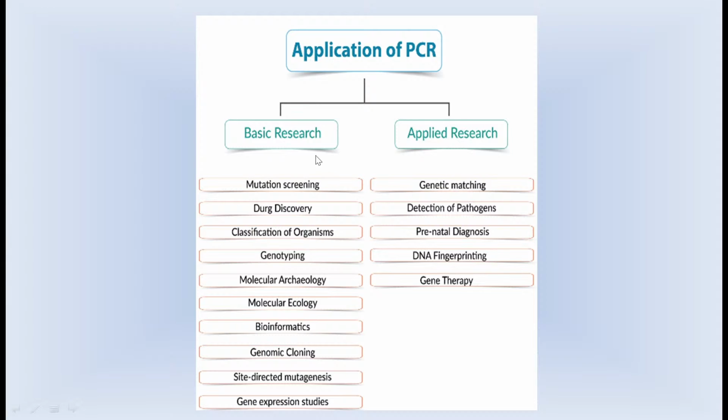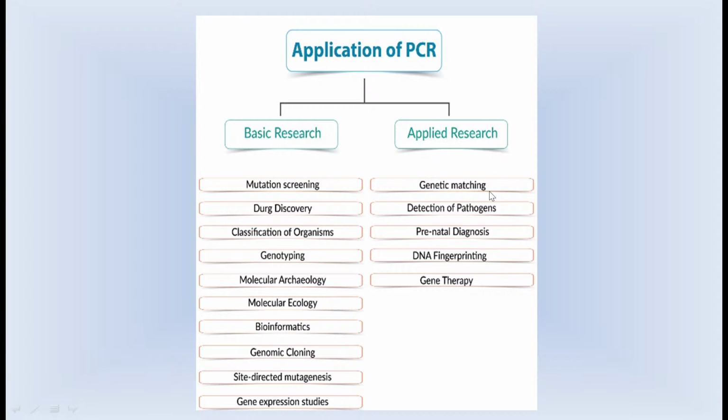Whereas applied research relies on basic research. Applied research produces goods, equipment or things for the betterment of life. So there are several applications of PCR in both. In mutation screening, we can use PCR. In drug discovery, we can use PCR. In classification of organisms, that is taxonomy, we can use PCR. Genotyping, molecular archaeology, molecular ecology, bioinformatics, genome cloning, site-directed mutagenesis, gene expression, all these things we can do using PCR.